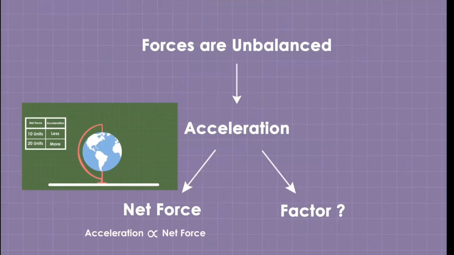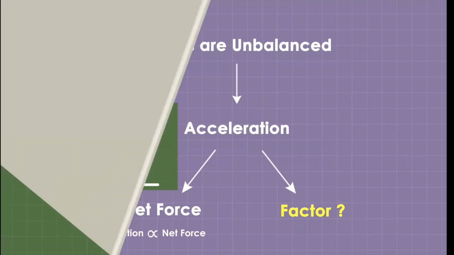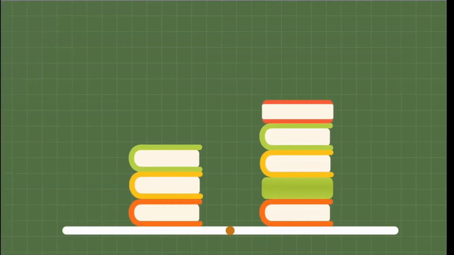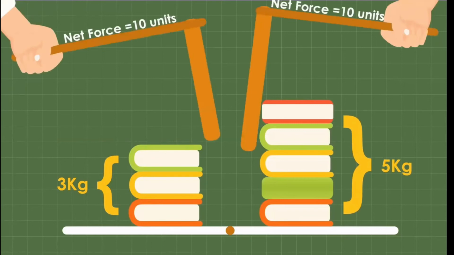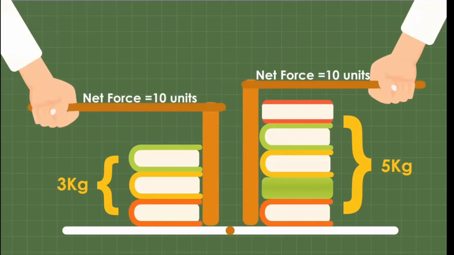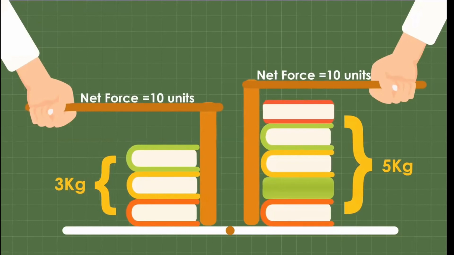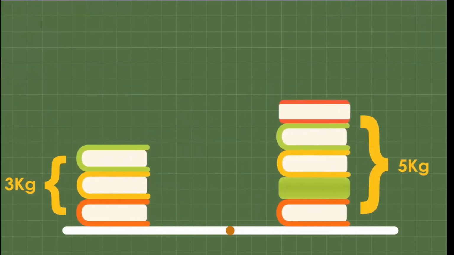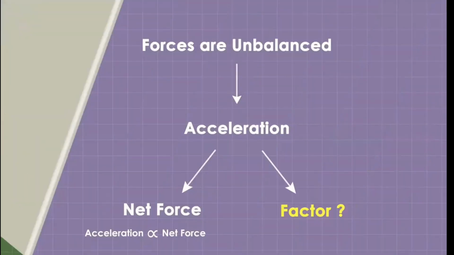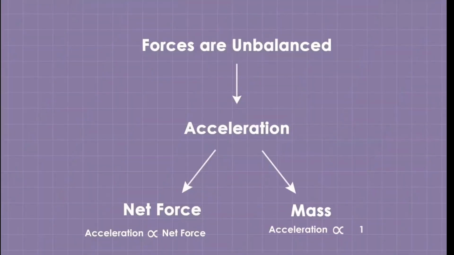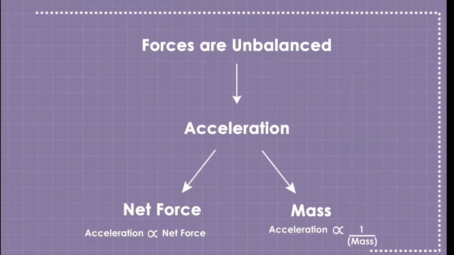Now I want you to think of the second quantity the acceleration will depend on. Let's say there are two objects on the table. One has a mass of 3 kilograms and another has a mass of 5 kilograms. Now if you apply a net force of 10 units on each of them, which one do you think will accelerate more? Surely it is the 3 kg one, because it has the lesser mass. Lesser the mass, more the acceleration. Or more the mass, the lesser the acceleration. Hence we can say the acceleration depends inversely on the object's mass. These two are examples for Newton's second law of motion.